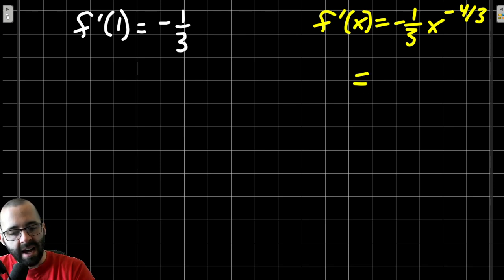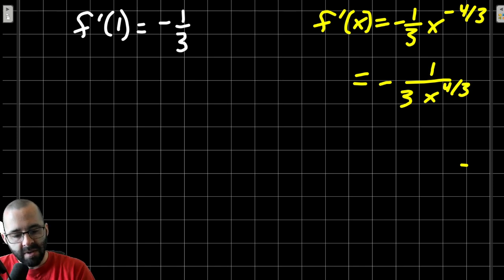Remember, the only thing that has the negative exponent is the x. We have the negative 1/3. That behaves normally. The x has a negative exponent, so it goes in the denominator, x to the positive 4/3. And if you wanted to, you could actually even rewrite it again, although you don't have to.